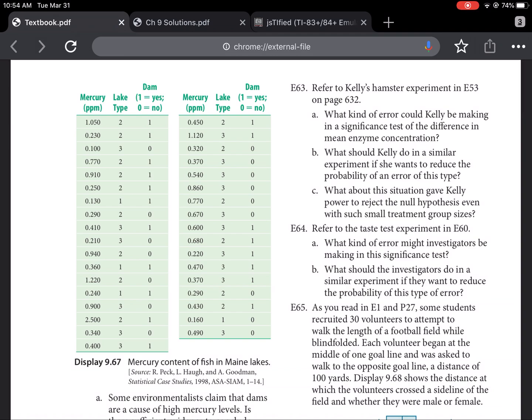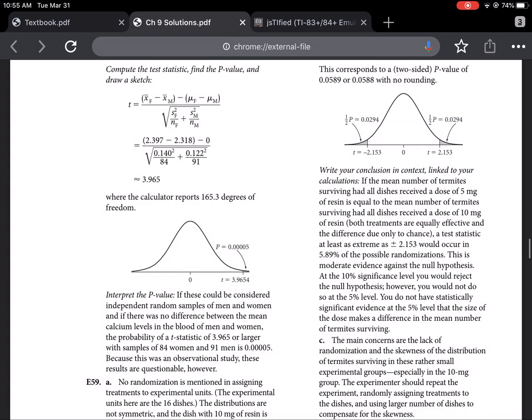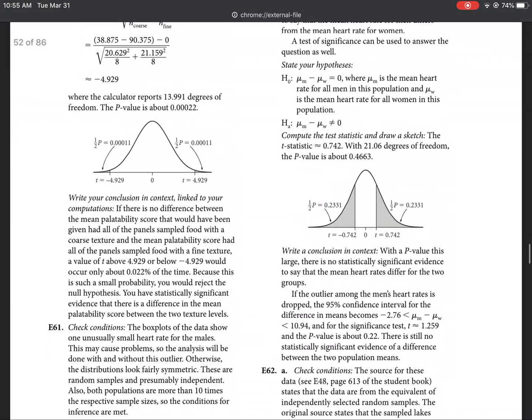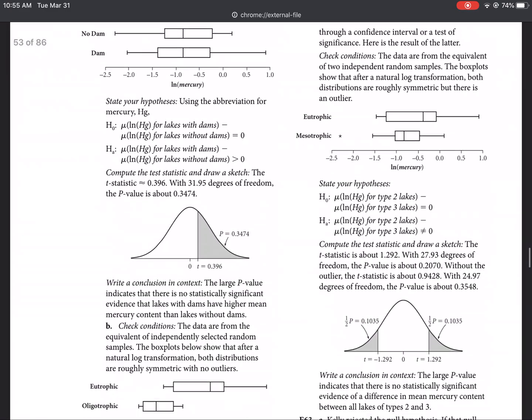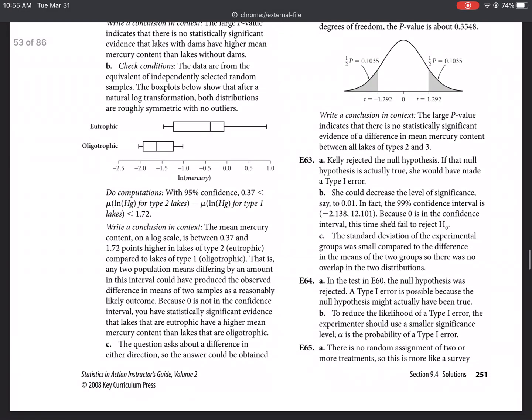When you reject the null hypothesis, the only error that could have been made is rejecting something that might have been true, which, if we check the book, hopefully, they're going to tell us is in fact a type 1 error. So Kelly rejected the null hypothesis. If the null hypothesis is actually true, she would have made a type 1 error.